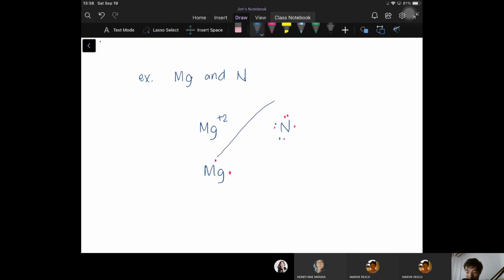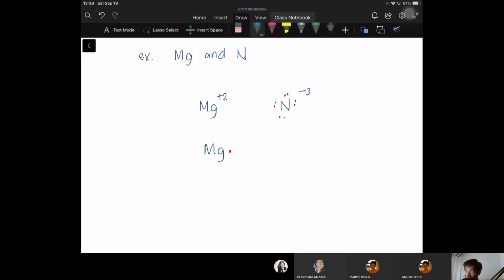So, yung isang electron na yan, bigay natin doon. Okay? So, what happened? Looking at nitrogen, 8 na yung electrons niya. So, stable na yan. And since it accepted 3 electrons, -3 yung charge niya. So, stable na yung nitrogen. Pero yung magnesium, tignan nyo. Sobra na naman ng isang dot. So, ano pwede gawin? Kuha ka ng isa pang nitrogen. Pakita mo yung 5 dots niya.